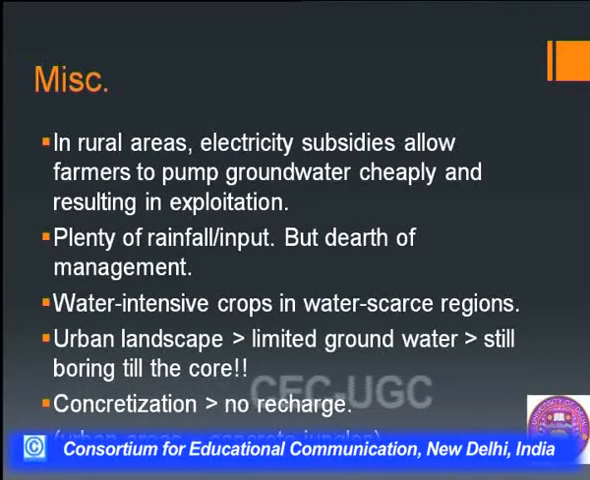And the last one is concretization due to the urbanization process. We are blocking the recharging zones of the urban and semi-urban areas, creating a huge obstruction for the percolation of precipitation, which normally, every year after sufficient annual rainfall, increases the water table and the recharging zone. So that is again an anthropogenic problem.